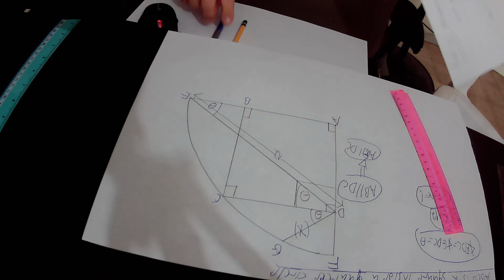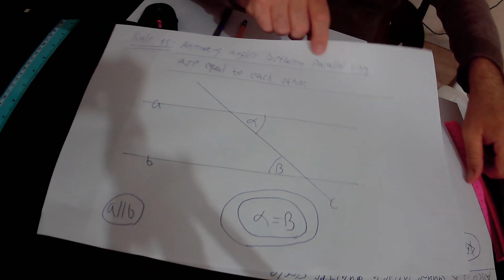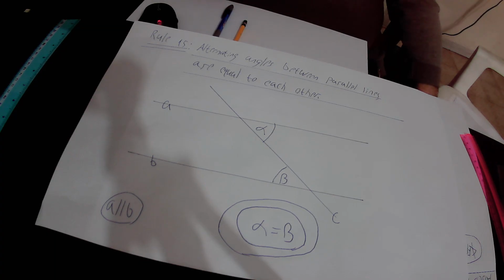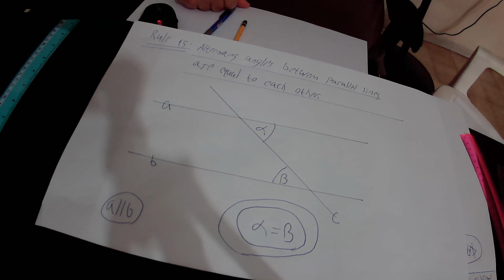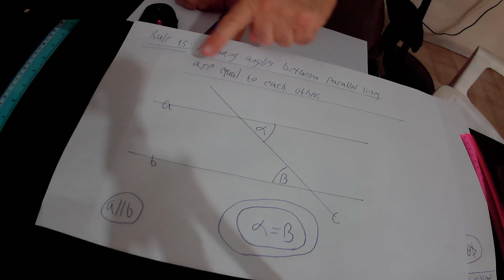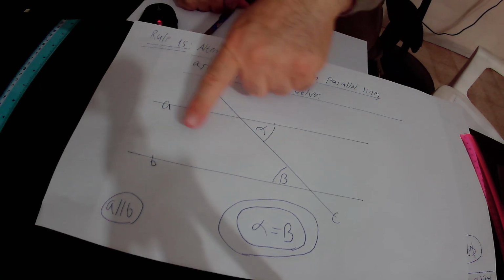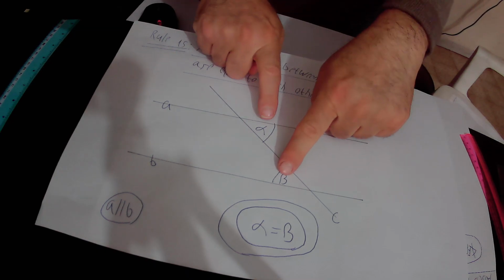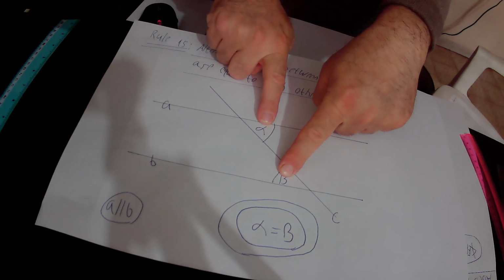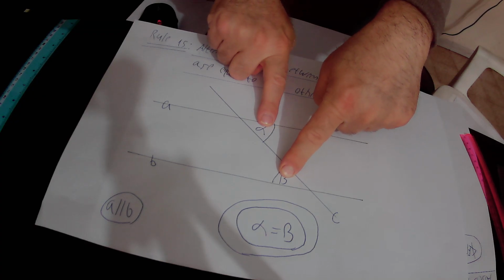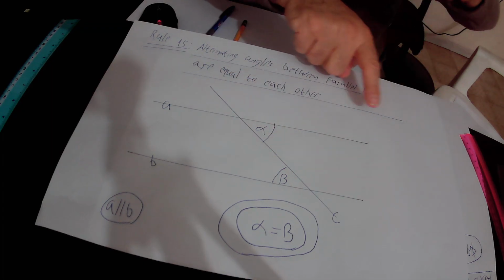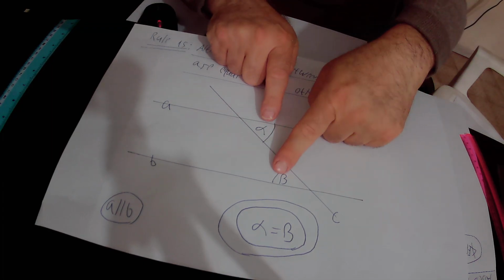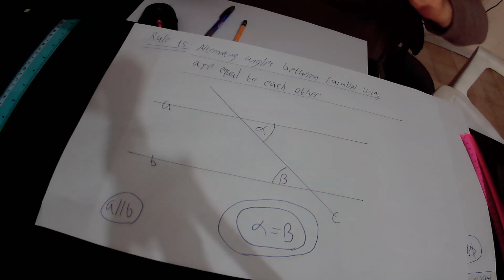Here I repeat again rule 15. According to rule 15, alternating angles between parallel lines are equal to each other. So in the drawing we have two lines that are parallel to each other. This is line A that is parallel to line B, and those two angles are defined as alternating angles, and because they are located between the parallel lines A and B, they must be equal to each other. That is to say, alpha equals beta.